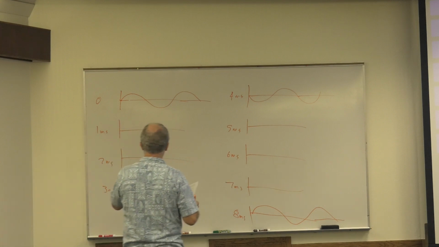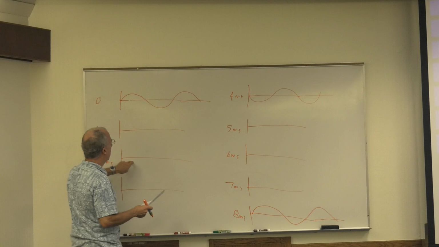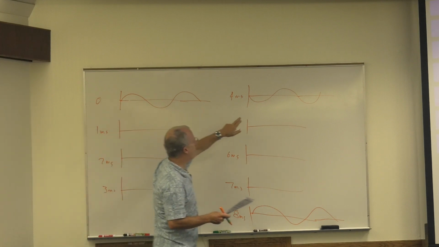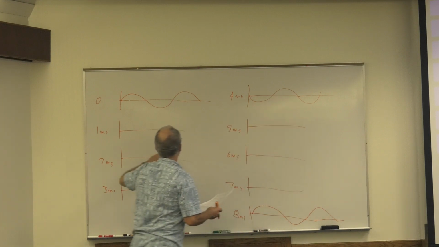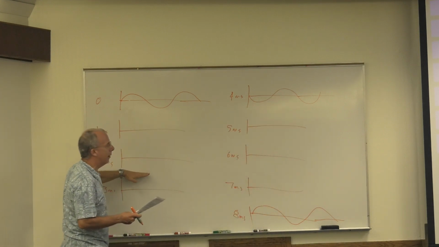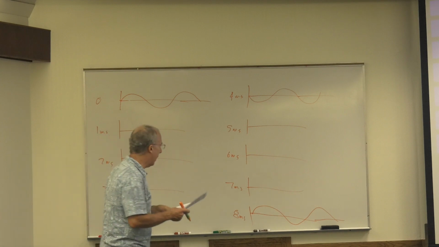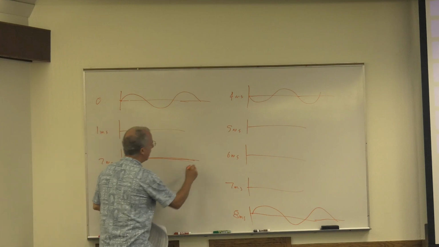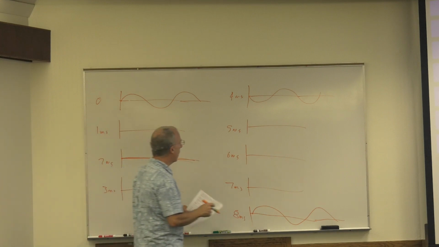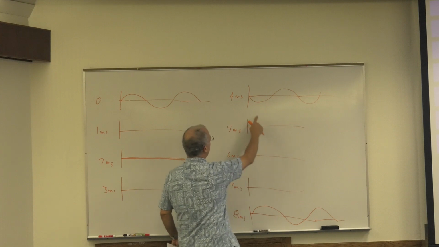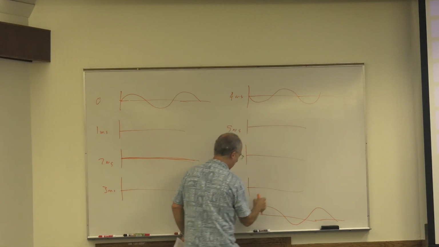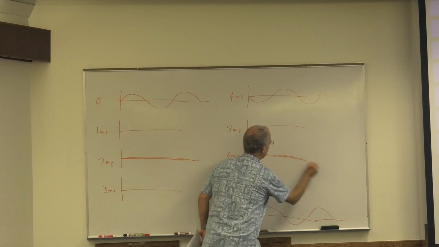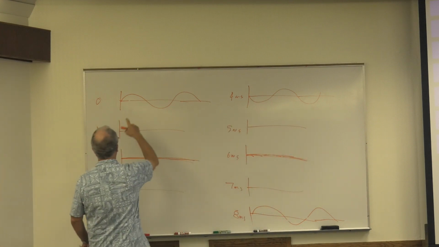Now, what's it going to look like at 2? At 0, it's up, down, up. At 4, it's down, up, down. So at 2, halfway between, it's going to look like this, just straight. What's it going to look like at 6? Down, up, down at 4, then up, down, up at 8. Halfway between, just straight like that.